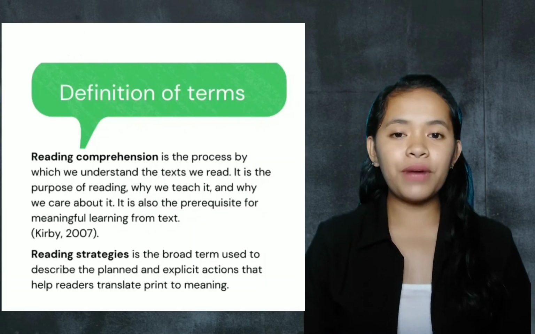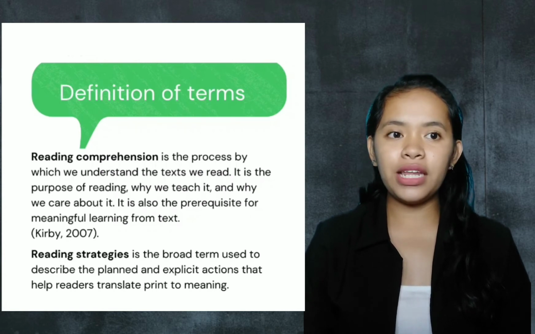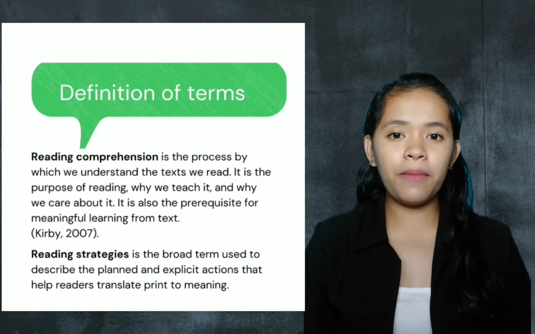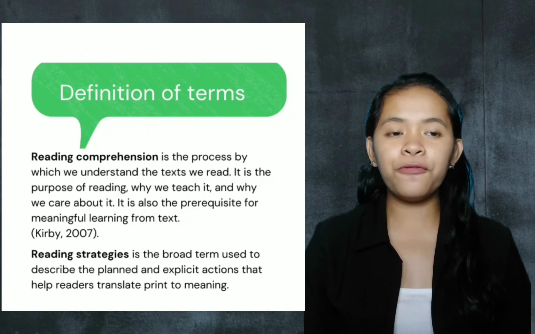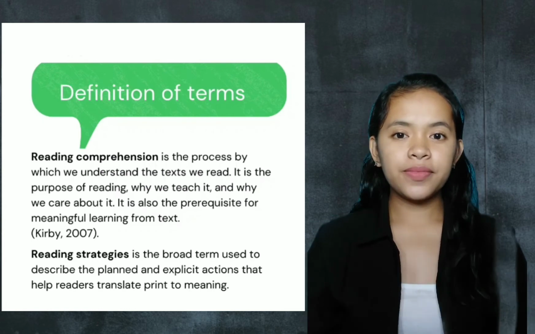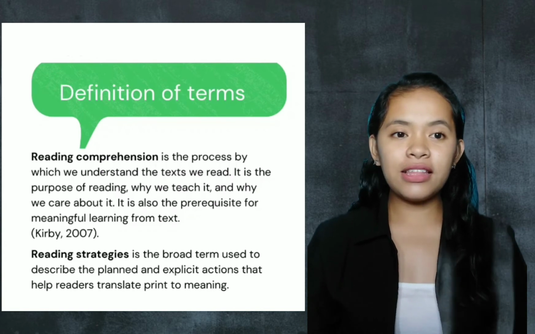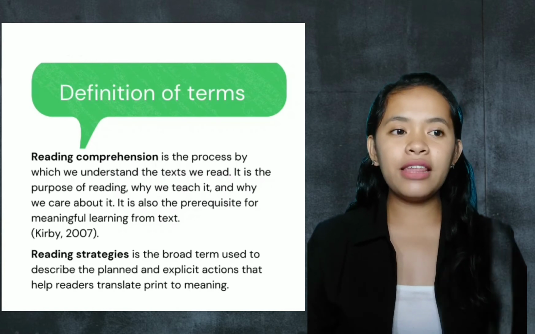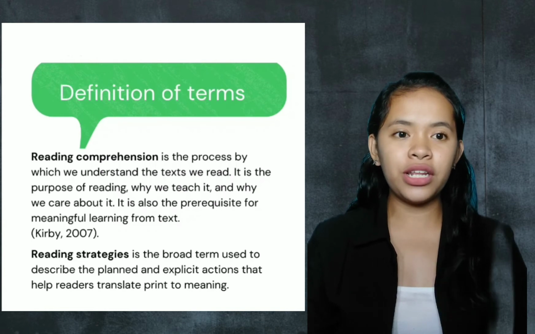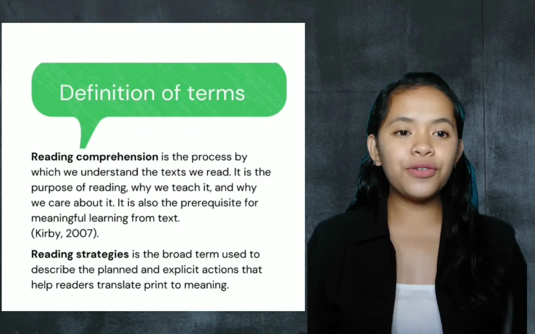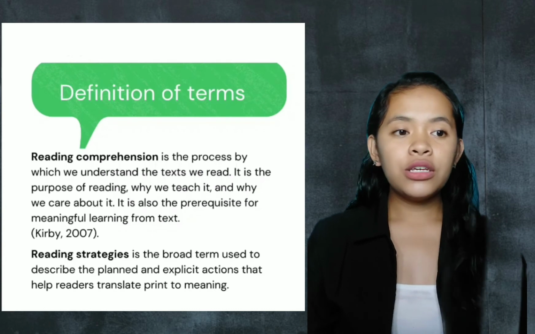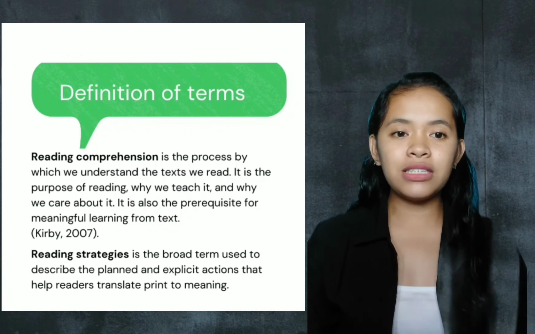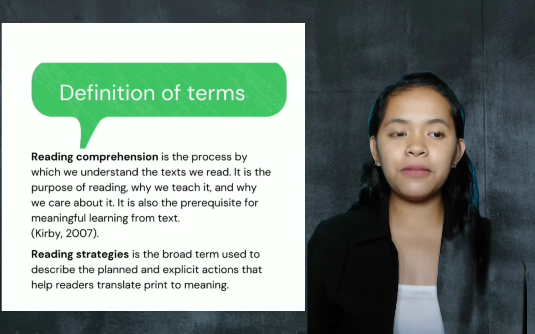Reading comprehension is the process by which we understand the text we read. It is the purpose of reading, why we teach it, and why we care about it. It is also the prerequisite for meaningful learning from text. According to TNA 1982, in order to read with comprehension, developing readers must be able to read with some proficiency and then receive explicit instruction in reading comprehension strategies. So reading strategies is the broad term used to describe the planned and explicit action that help readers translate print to meaning.